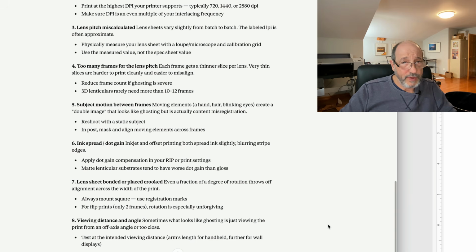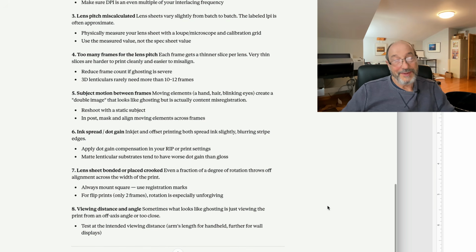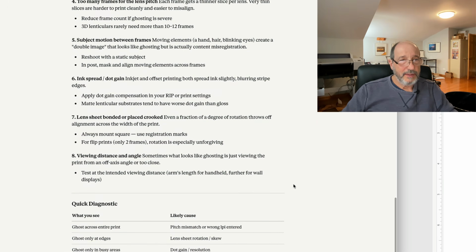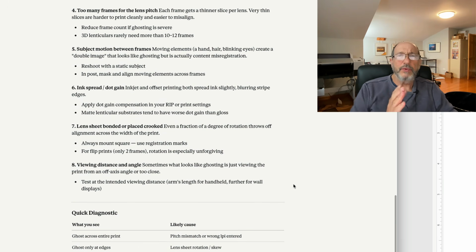Subject motion between frames, moving elements creates a double image like ghosting, but it's actually content misregistration. So that, yes, that would be sort of true. It's not really the type of ghosting we're talking about. Ink spread dot gain. Yes, I could see where dot gain could cause some ghosting because you require accuracy in lenticular printing. And quite frankly, the inkjet printers we use, they're adequate, they're good, they're not excellent. They can't really lay down the pixels as precisely as we'd like and as fine as we'd like.